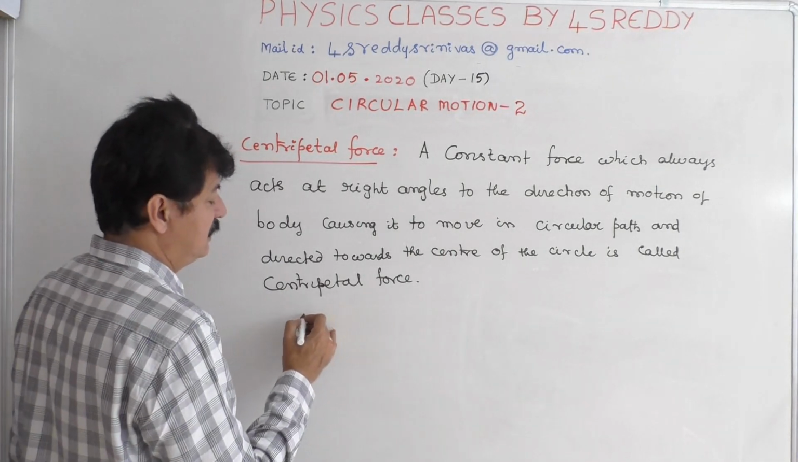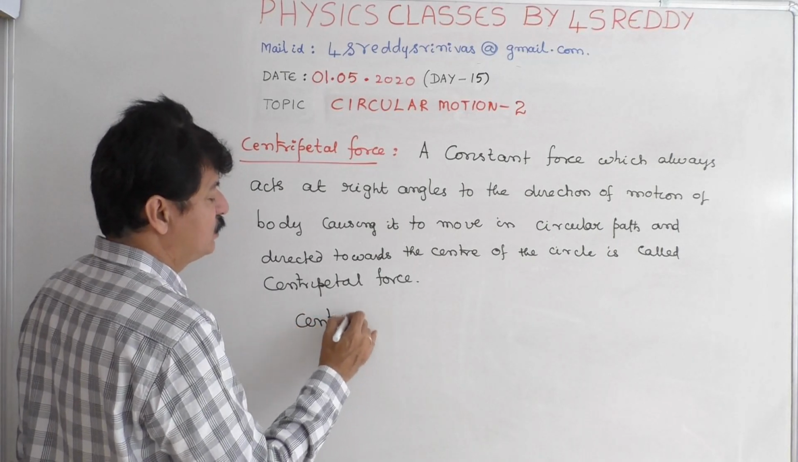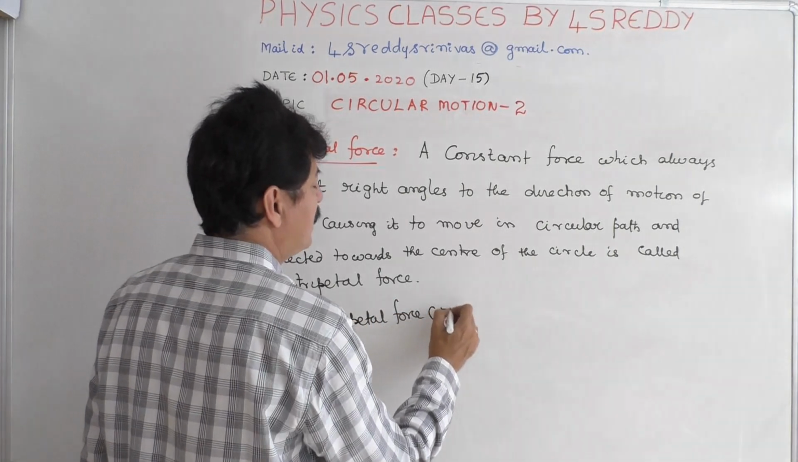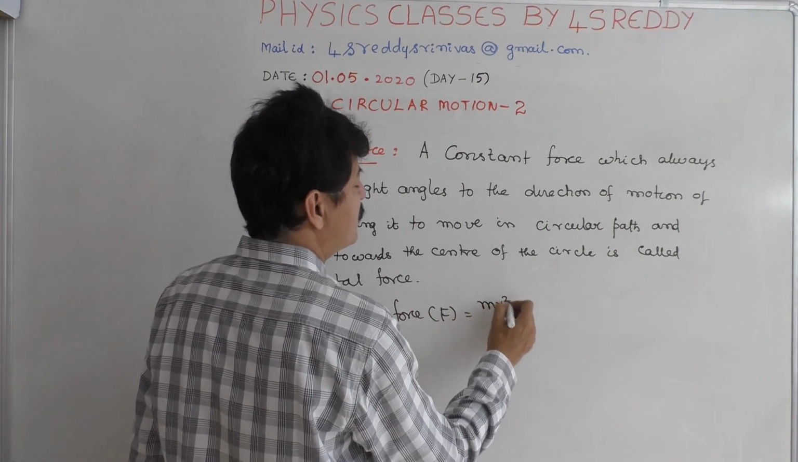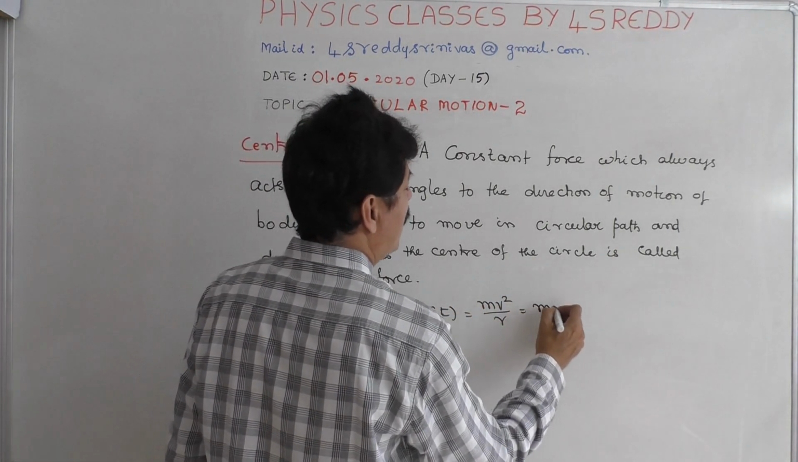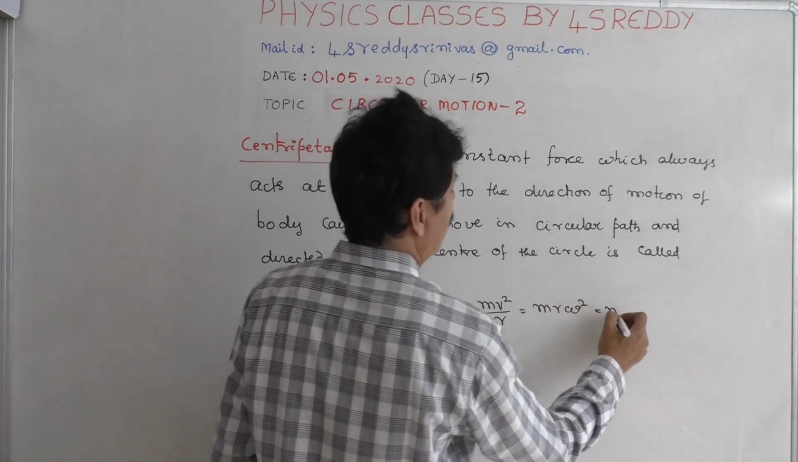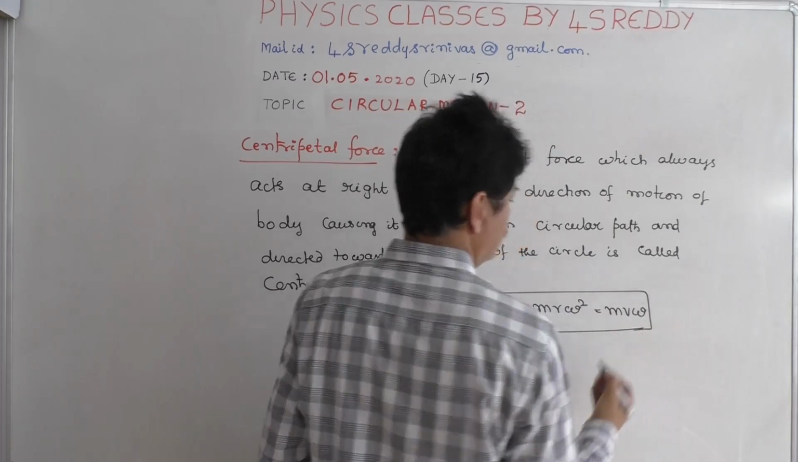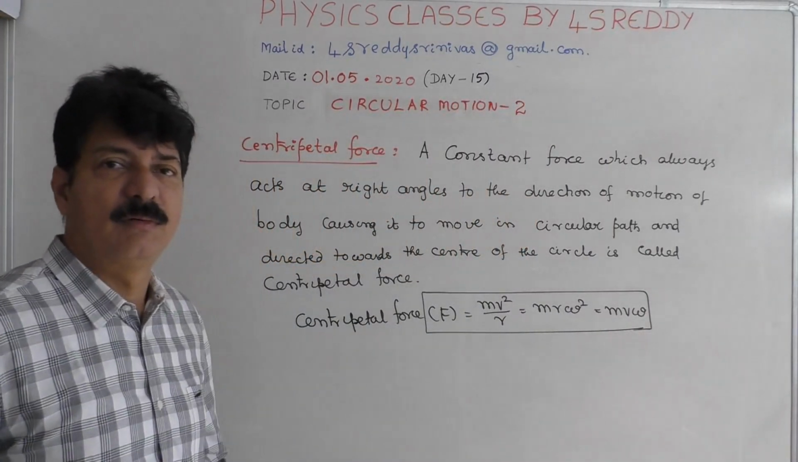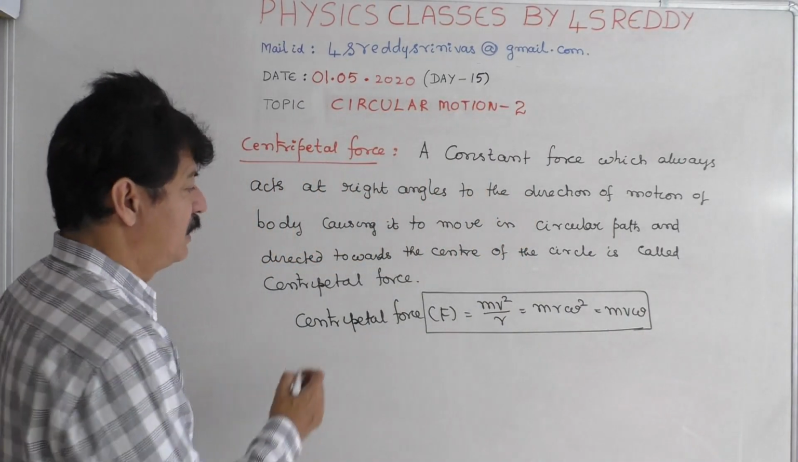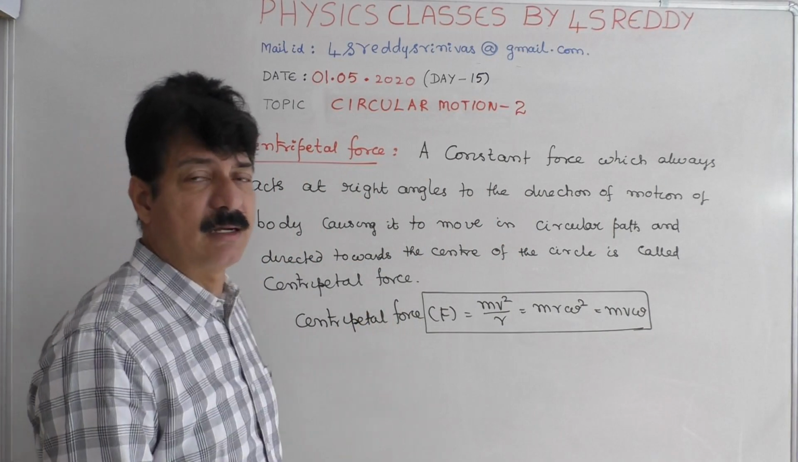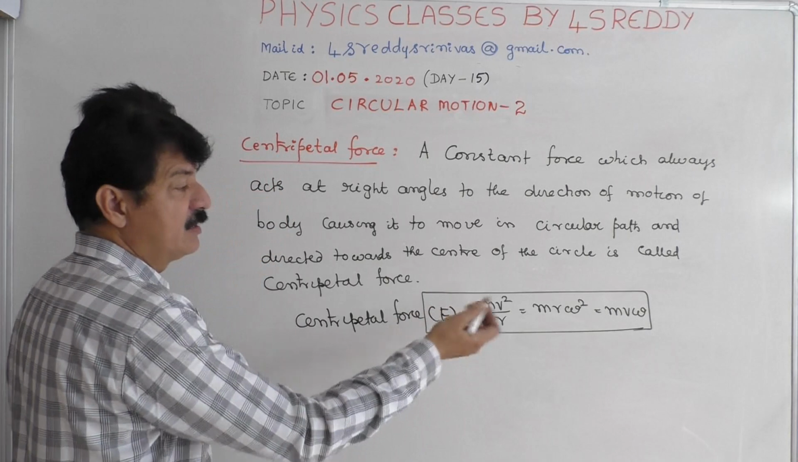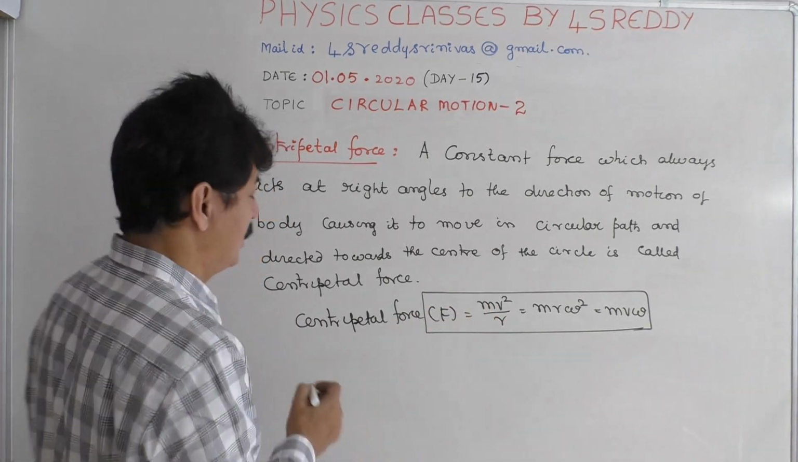And here the magnitude of the centripetal force is given by F is equal to mv square by r, or m r omega square, or m v omega. These are the different forms for the centripetal force. But force is nothing but, according to Newton's second law, ma. Therefore, if you divide by mass, that gives the acceleration.